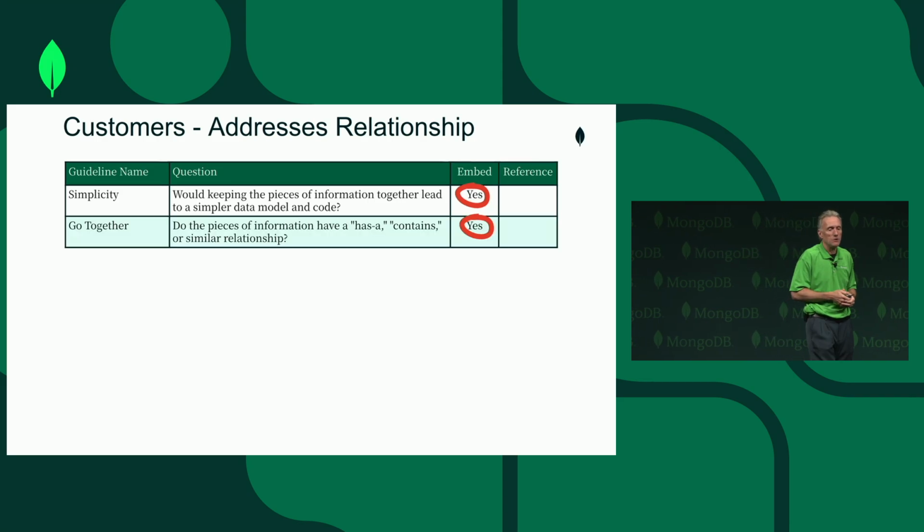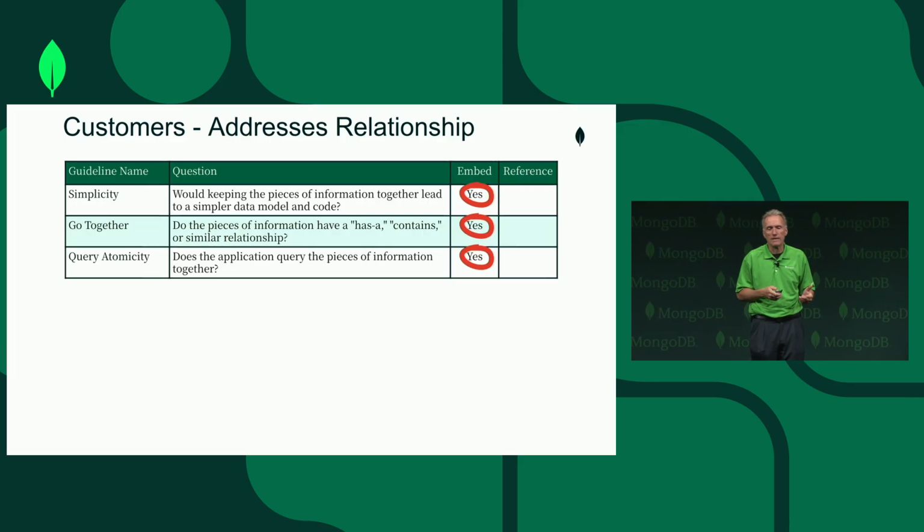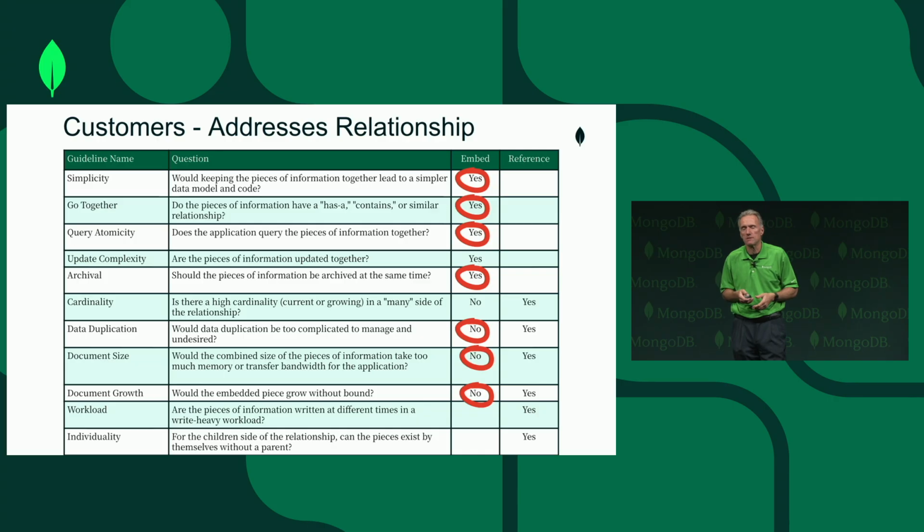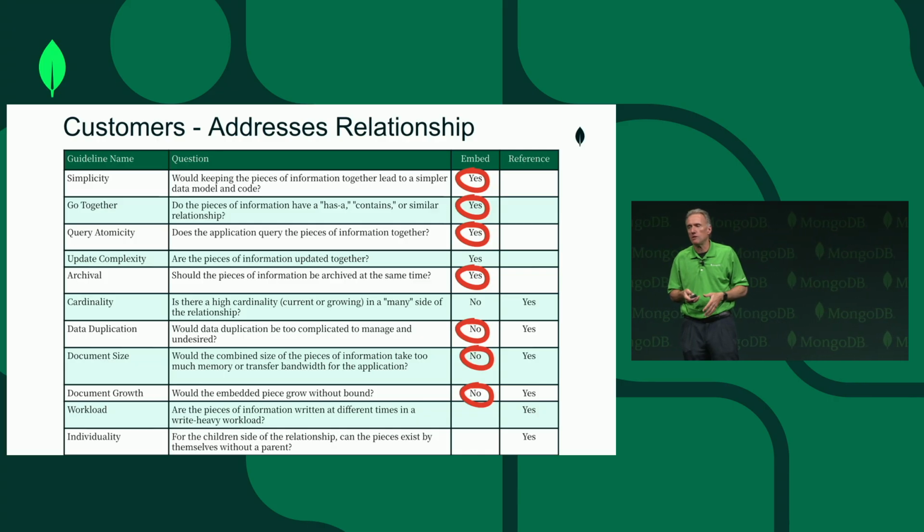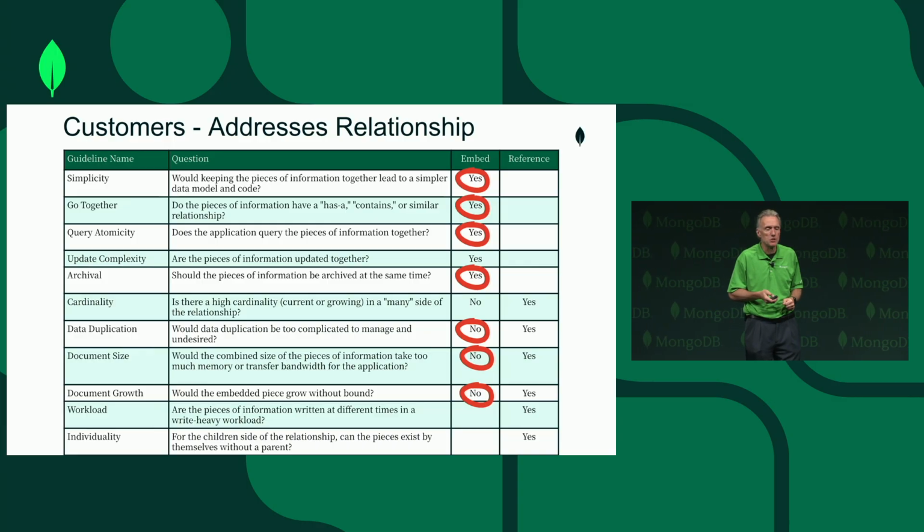Do the pieces of information contain similar relationships? Yes, and I go on like that, and I will answer all the questions. If it's a very good match like this one, everything falls in one column, it's pretty clear what we should be doing for that relationship.